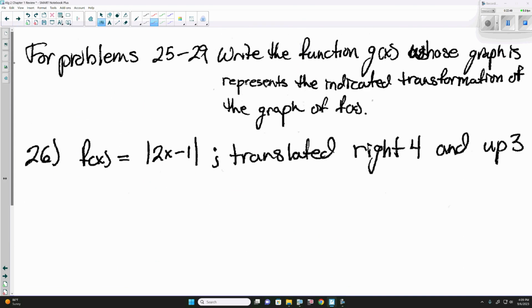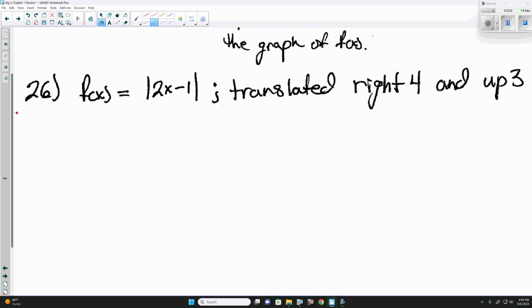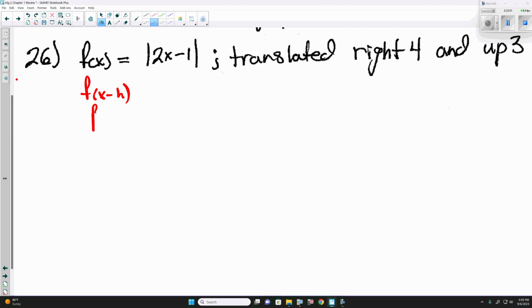Now 26. Translation 4 units right and up 3. So we'll do the 4 units right first. Now our left and right is going to be our f of x minus h. Well, it said right 4, so the value of h is positive 4, but that ends up giving us x minus 4. Now, unlike the last one, we do have something different inside the parentheses, which means I replace this x with x minus 4, which means I'm going to replace every x in the function with x minus 4, which tells us we're going to have 2 times x minus 4 minus 1.